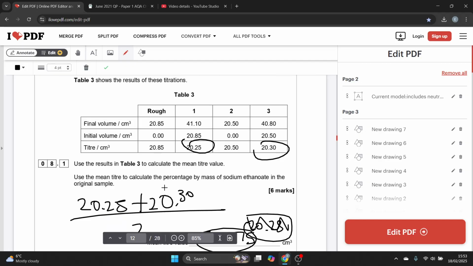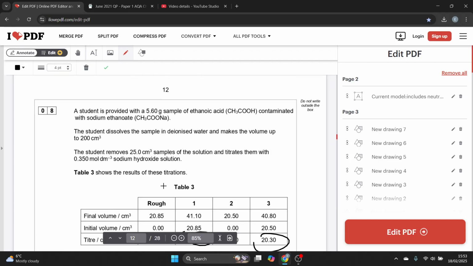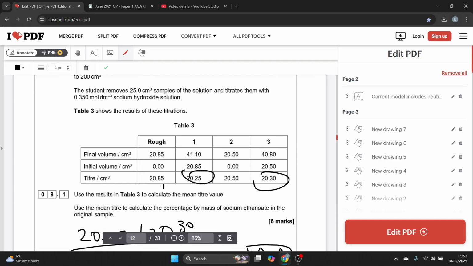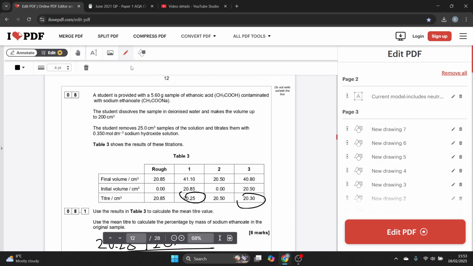So then it says, calculate percentage by mass of sodium ethanoate in the original sample. I've got this much of ethanoic acid contaminated with sodium ethanoate. Perfect. I dissolve the sample, make the volume up to this, remove this much, and react it with this much sodium hydroxide, so I can find out the moles of that.